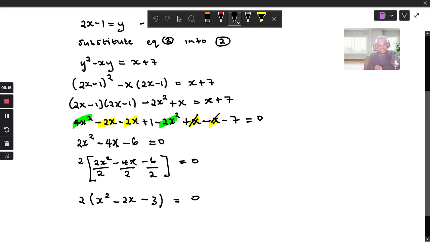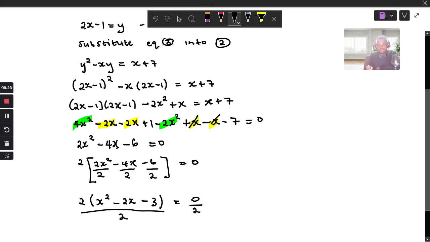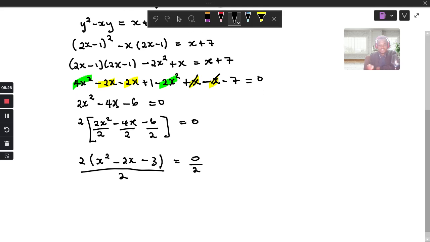So now we want to eliminate this 2. We divide both sides by 2. Then from there, you see this and this. 0, you can divide 0 by any integer or any real number, you will always get 0, unless you divide by 0, that is the only time where you will get a number that is undefined. So here that means we are left with x squared minus 2x minus 3 being equal to 0.